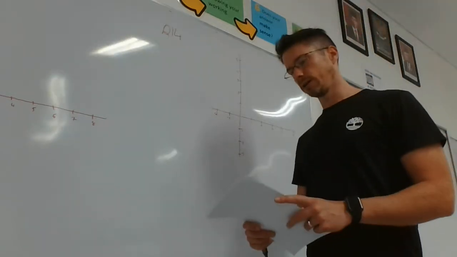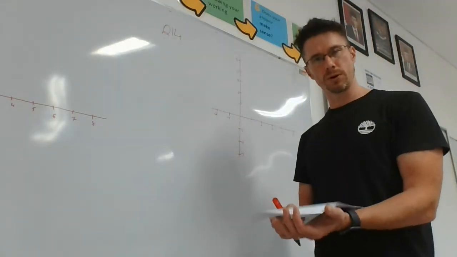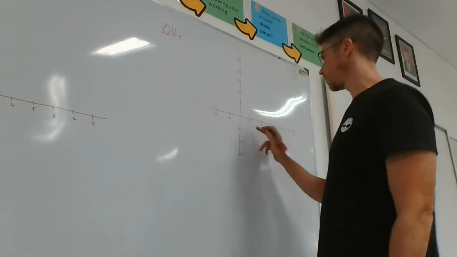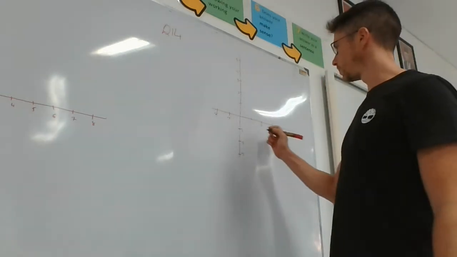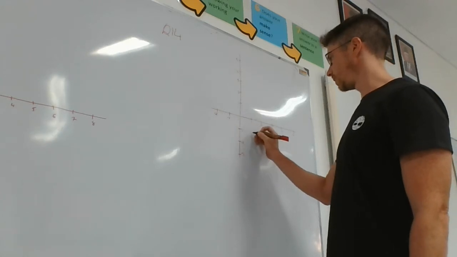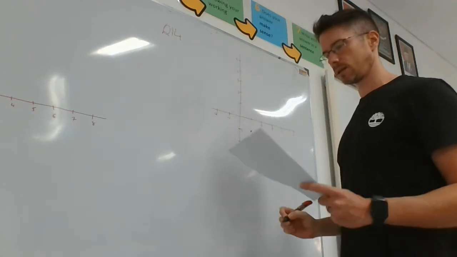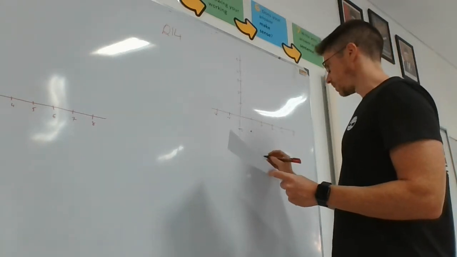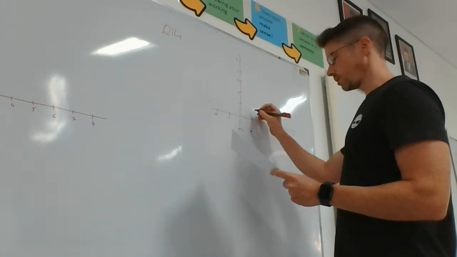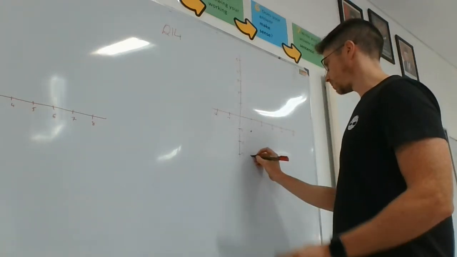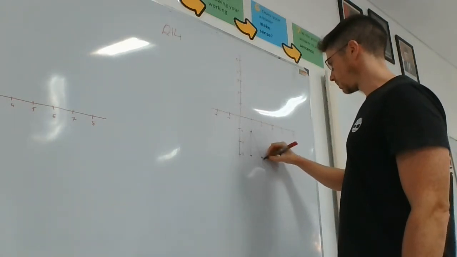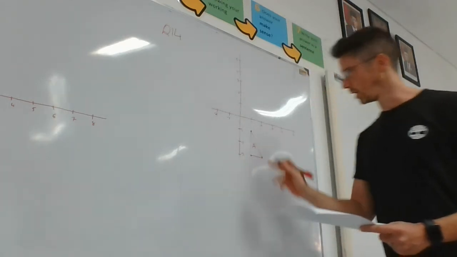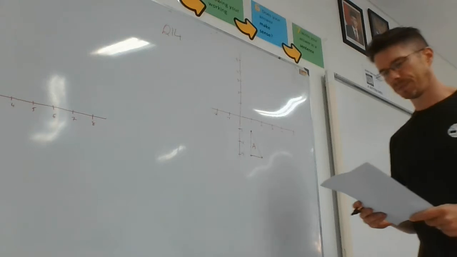Asked to create a triangle with vertices, so vertices means corners if you don't know that, at (1, -1). So the first number refers to the x-axis, 1, and then down, minus 1 on the y-axis. The second one is at 2 on the x, and then down, minus 3. And the third point is at (1, -3). So you should have created a triangle here, labeled A. So you're not labeling the corners, they're labeling the triangle.